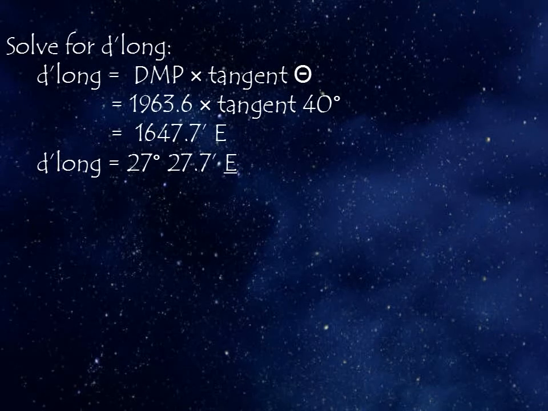Solve for difference of longitude. The formula is difference of longitude is equal to DMP multiplied by tangent theta. Distributing now the following value, 1,963.6 multiplied by tangent 40 degrees. The result is 1,647.7 minutes east. Converting it to degrees, the result will be difference of longitude is equal to 27 degrees 27.7 minutes east.